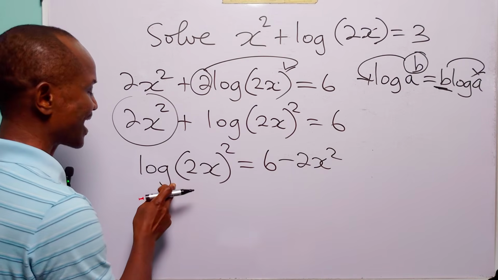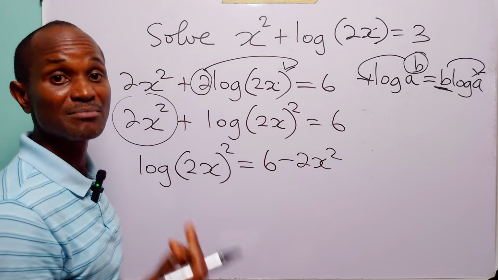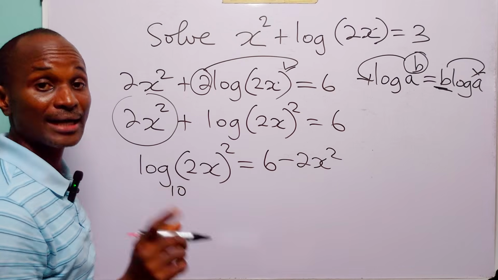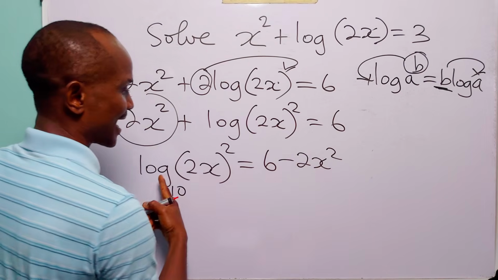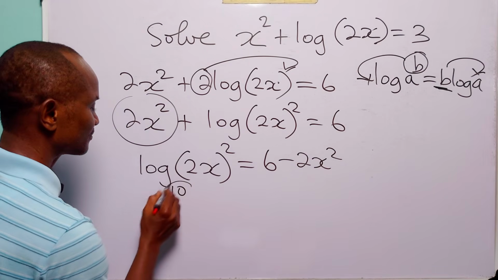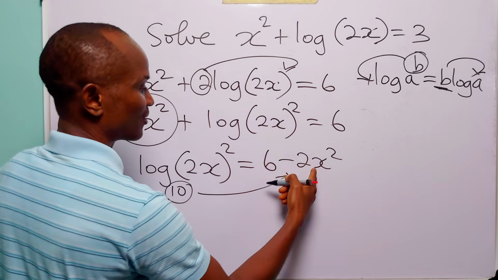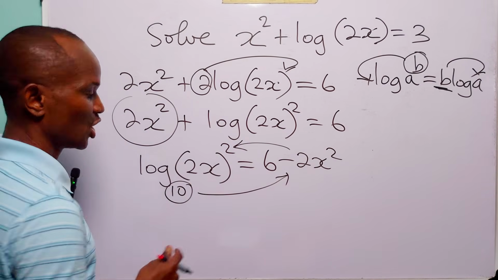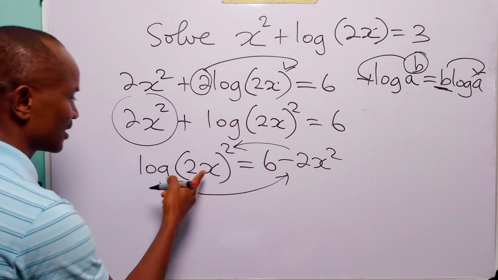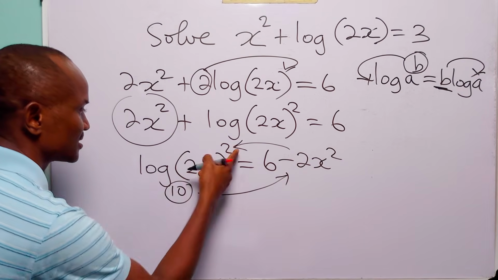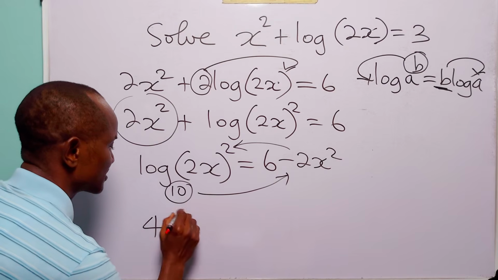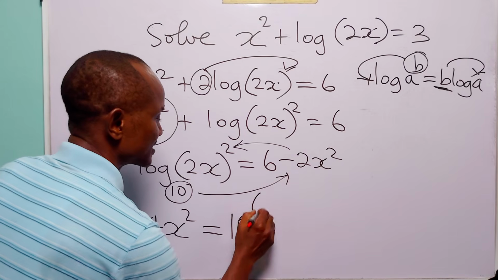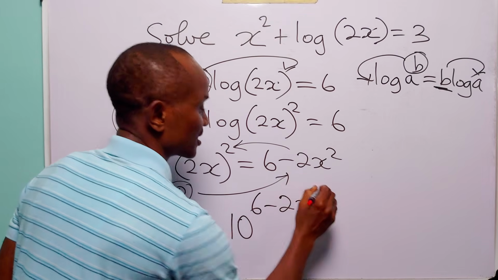Now remember that when we write log without specifying the base, it means we are working in base 10, common logarithm. So this is base 10. And also remember that a statement like this simply means that 10 to the power 6 minus 2x squared is equal to (2x) squared. So from this line, we have that (2x) squared, which of course is 4x squared, is equal to 10 to the power 6 minus 2x squared.